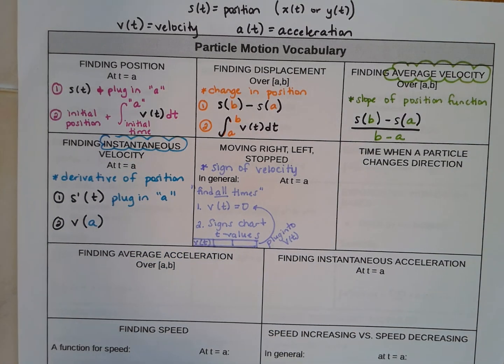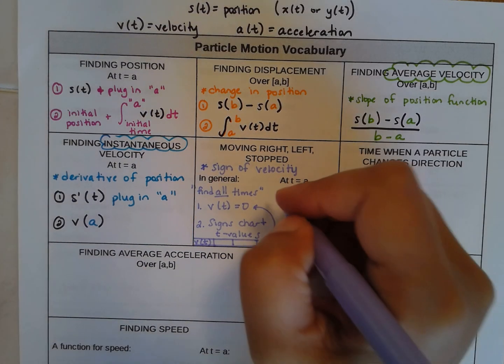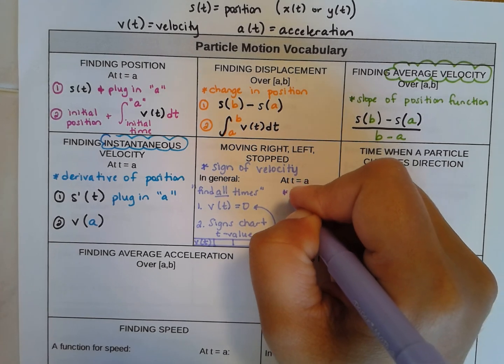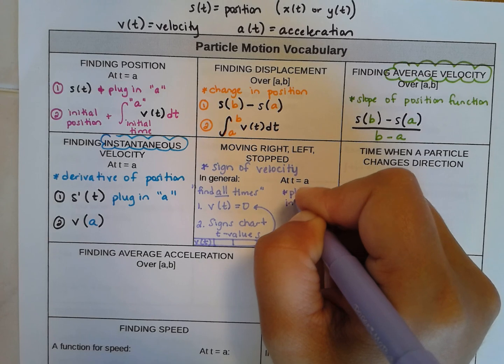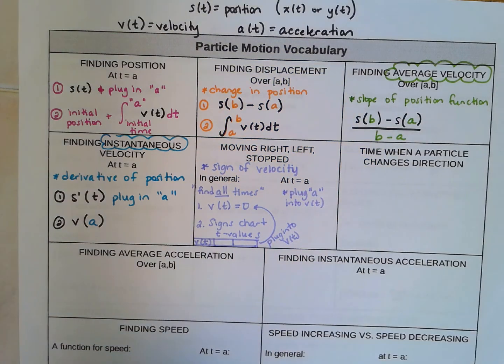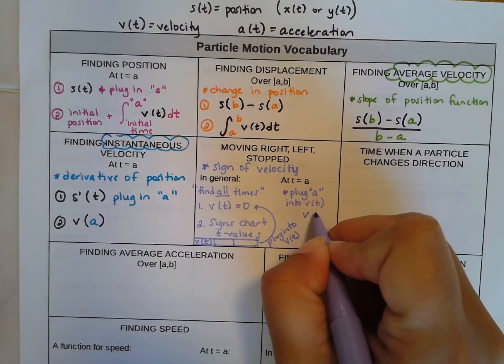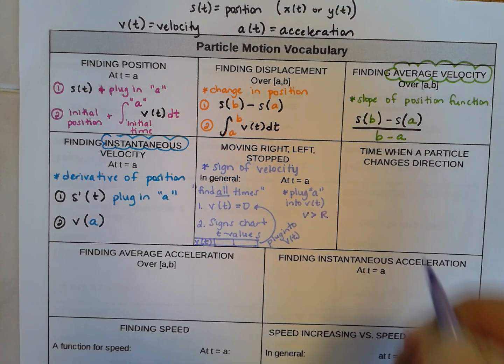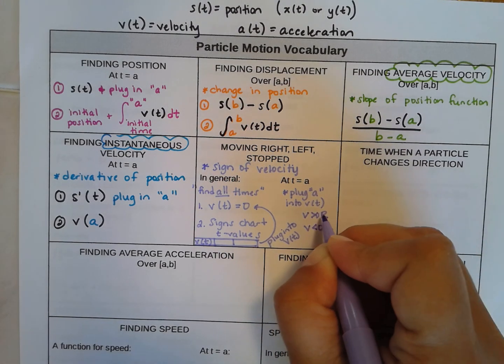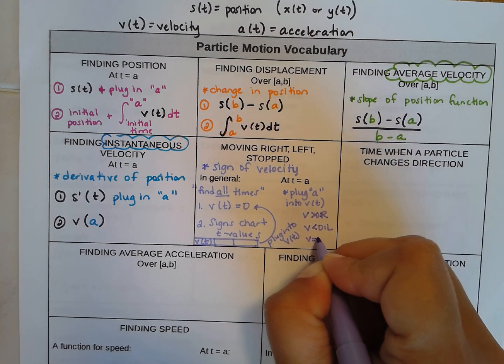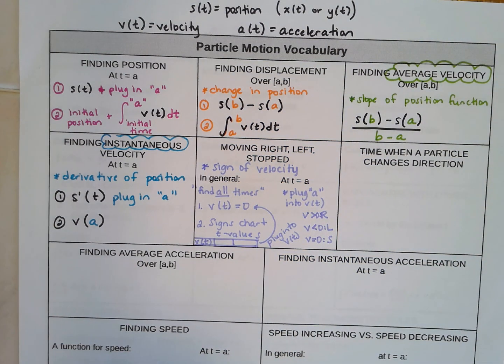Now, the second option is if I want to know just whether I am moving to the right, moving to the left, or stopped at a particular time, you're just going to plug your number into your velocity function. If your velocity value is greater than 0, then you're moving to the right. If your velocity value is less than 0, then you're moving to the left. And if your velocity value is equal to 0, then your particle is stopped.